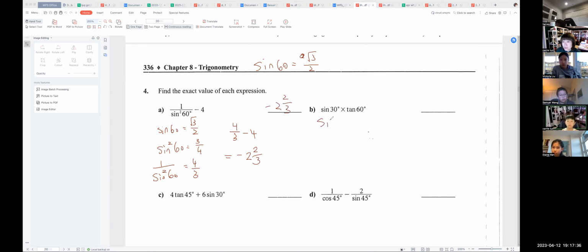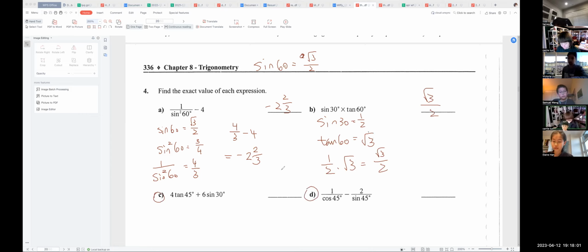Next one, sine 30 equals 1/2. Tangent 60 equals what? Who can tell me? Tangent is square root 3. Thank you. So 1/2 times square root 3 equals square root 3/2. Get it, everybody? So number C and number D, your turn.